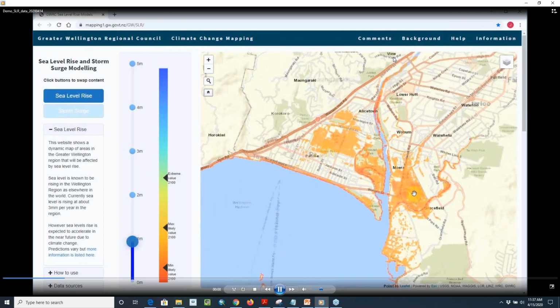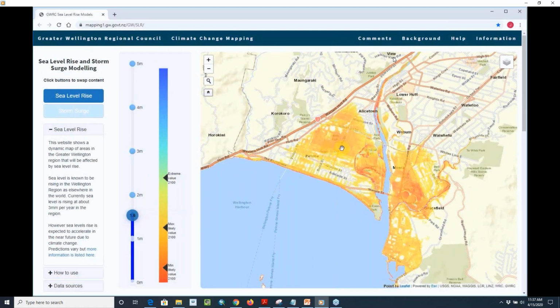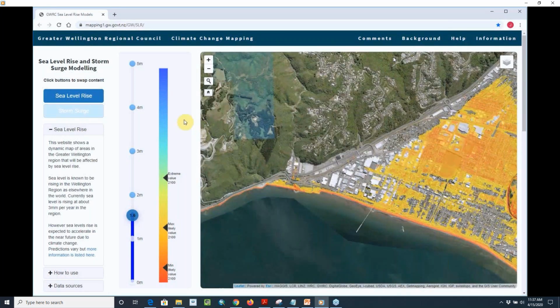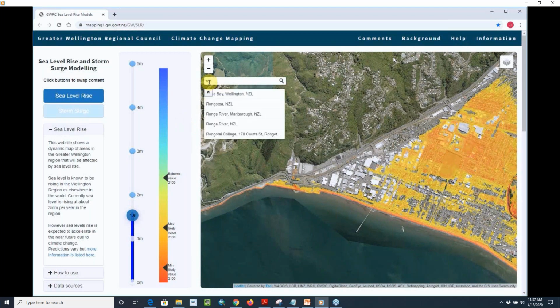So here we see the web viewer, which is available to the public, and it's showing how the slider works in illustrating sea level rise under calm sea conditions. The color indicates the depth of water that will be attained. So the redder colors are those which are inundated first and become most deeply inundated.